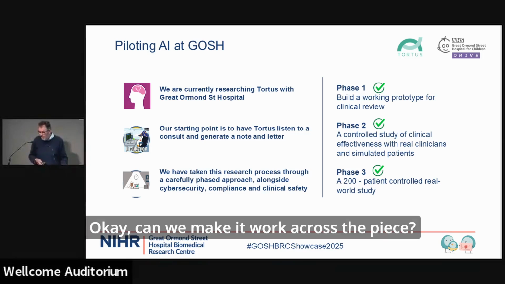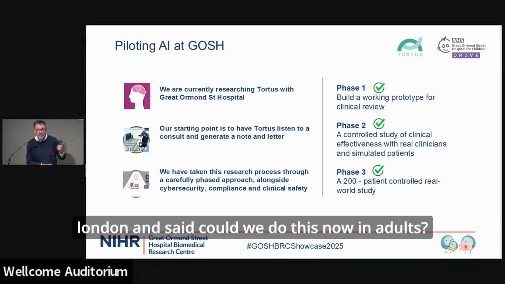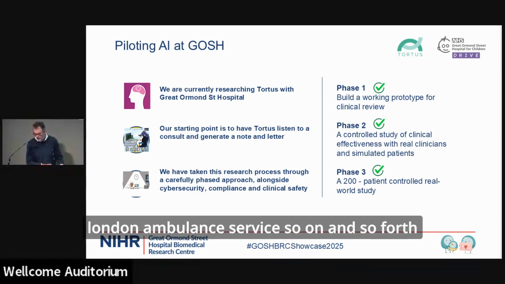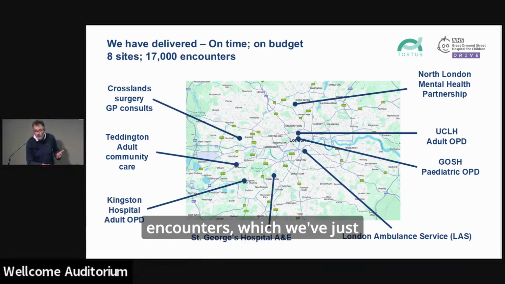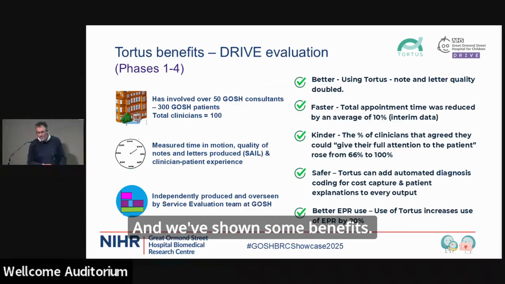Okay, can we make it work across the piece? So we, about 18 months ago, approached NHS England London and said, could we do this now in adults, in mental health care, in general practice, in A&E, for London Ambulance Service, so on and so forth. So we set out to do 5 centres with 5,000 encounters, which we've just completed on time and budget. We've done 8 sites and 17,000 encounters. And we've shown some benefits.